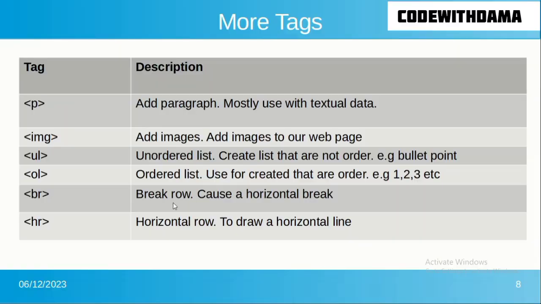Now moving further, we have the UL, which is the unordered list, and you use this to create lists that are not ordered, right? Let's say you have a list that you want to use a bullet point for, you use the UL, while the OL is used for creating ordered lists that can have numbers, or maybe alphabetical numbering or Roman numeral numbering. It all depends on you.